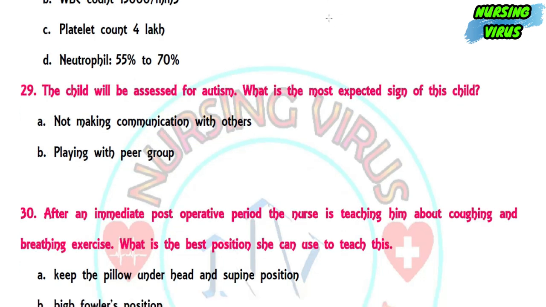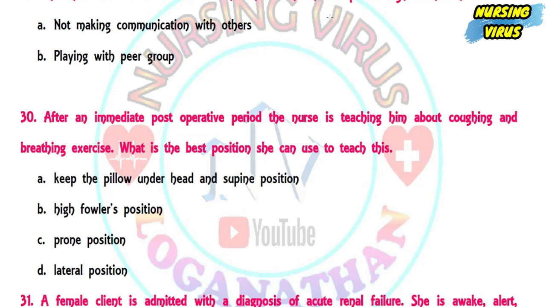So the next question: in the immediate post-operative period, the nurse is teaching the patient coughing and breathing exercises. What is the best position she can use to teach the procedure? The first option is keeping a pillow under the head in the supine position; then high Fowler's position, prone position and lateral position. For any post-operative procedure, keeping one additional pillow and making the person lie in the supine position is the best for coughing and breathing exercises. That way we can avoid aspiration.